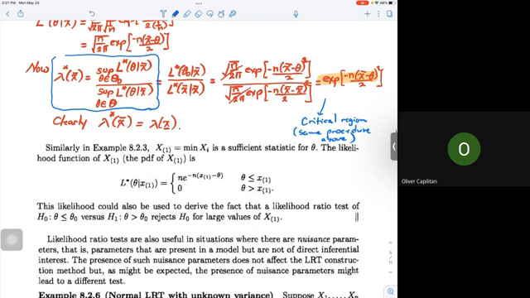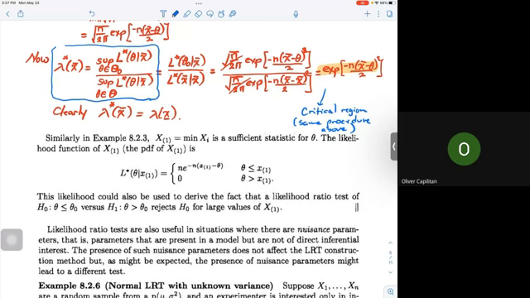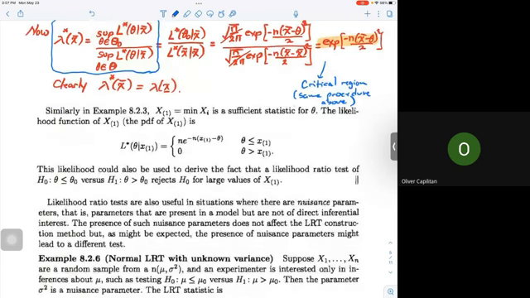Similarly, in example 8.2.3, okay, yung sa ating exponential function, ito lang yung sinulat sa book. Hindi na siya nag-verify. So you try to.